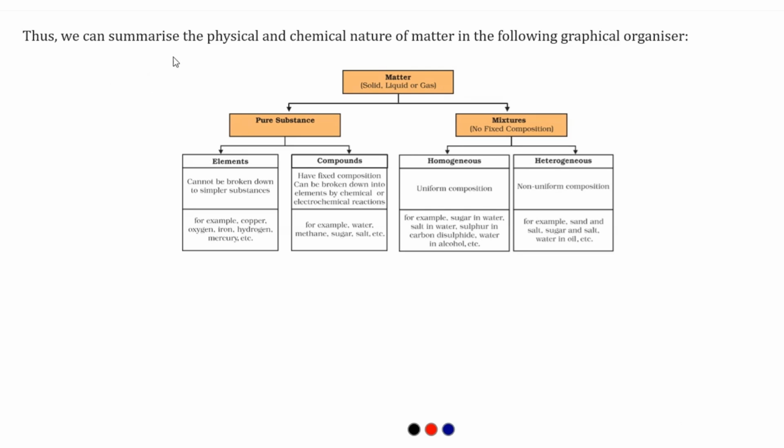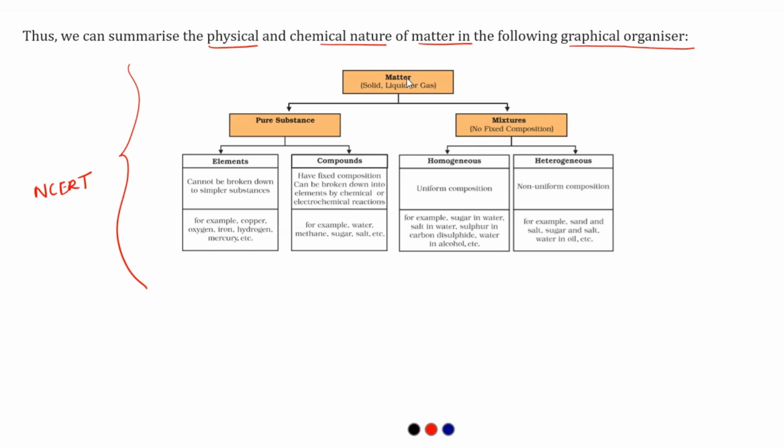So thus we can summarize the physical and chemical nature of matter in the following graphical organizer. So this is again the chart which I have taken from your NCERT book itself, where in this chart all the physical and chemical nature of matter has been summarized. So just let me read it once. You will understand because I have explained everything. If you watch all my videos, it will be easy to understand this graphical thing.